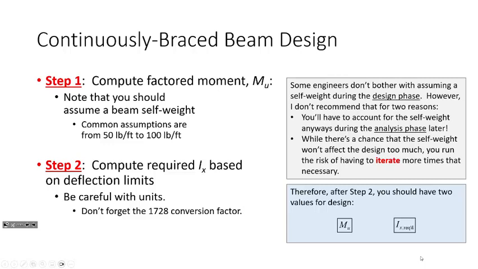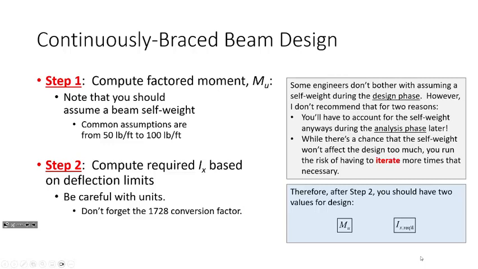There are some engineers that actually don't bother with the self-weight, because their thought is, well, I'm going to have to analyze the beam anyways, so I just don't assume one. I don't recommend that for a couple of reasons. You have to account for a self-weight anyways when you go back and analyze your beam. But if you ignore the self-weight, I think you run the chance of having to iterate too much, and I think it makes the problem longer, so I don't do that.